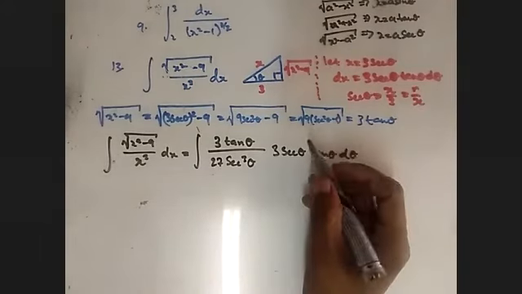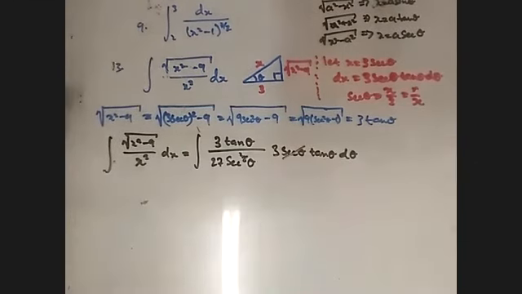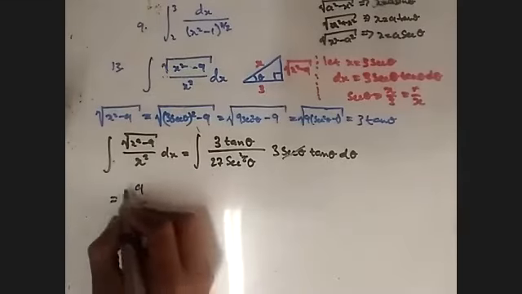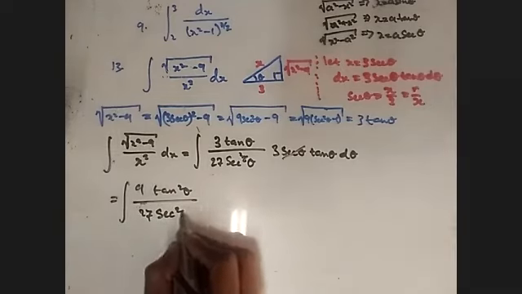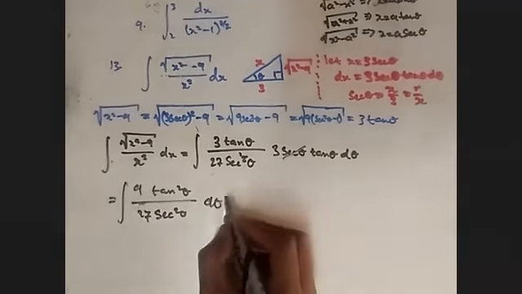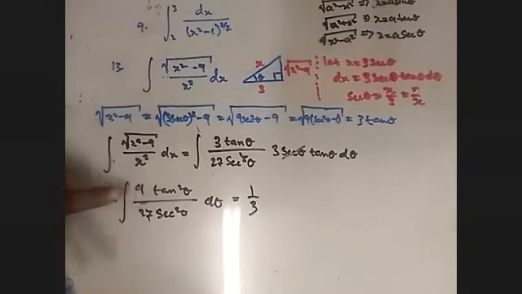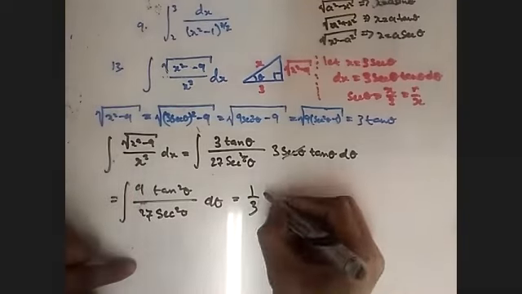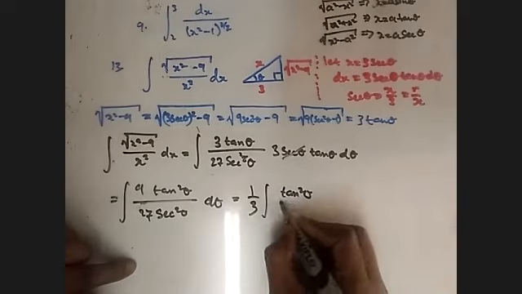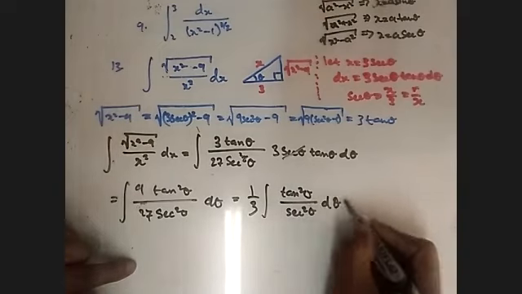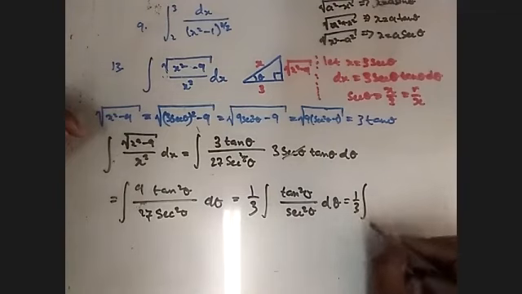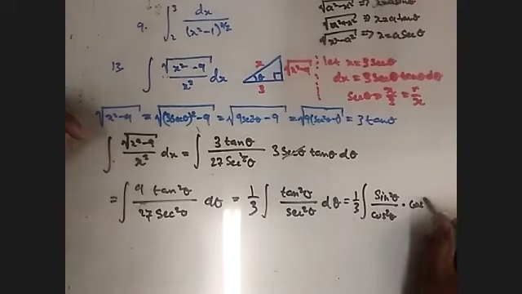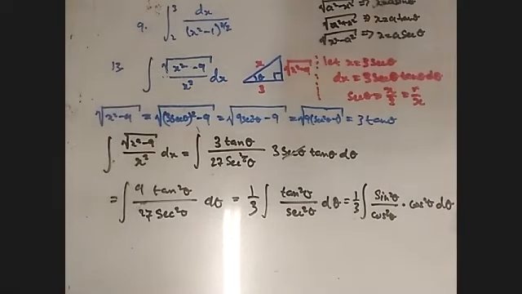As you can see, this becomes 9 tan squared theta all over 27 sec squared theta. And this becomes 1 over 3, because 9 goes 1 time, and it goes 3 times here. This becomes tan squared theta over sec squared theta. I can write this as 1/3 and have sine squared theta over cos squared theta multiplied by cos squared theta.